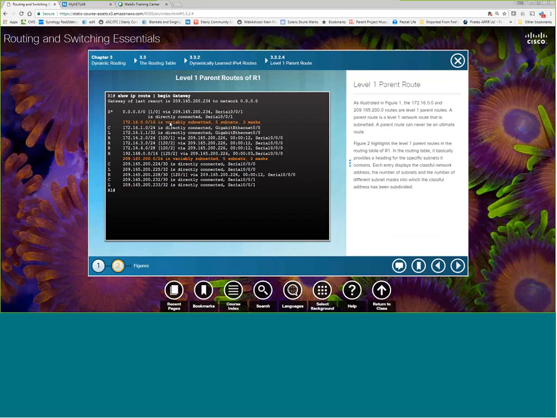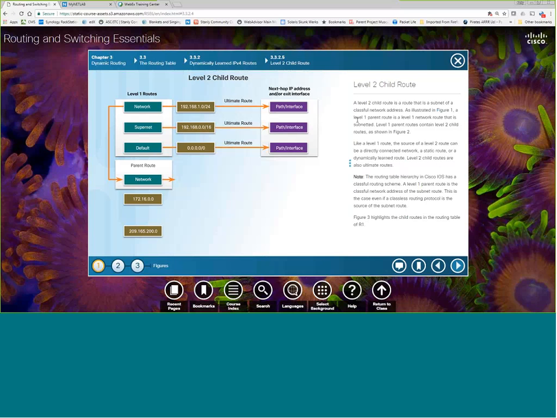So here we see 172.16.0.0/16 is variably subnetted, 5 subnets, 3 masks. This is a level 1 parent. It does not have a next hop. It does not have an outgoing interface. So that is just a level 1 parent. It is not an ultimate route. Below this, you can see routes that are child routes that are ultimate routes, and they are level 2 child routes. And they are the routes underneath a parent route.